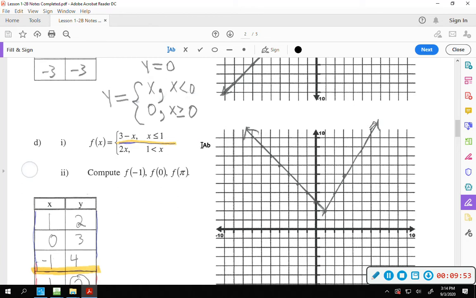This graph says I'm tired of being so negative. I want to be more positive. So now it's going to change to be this line.